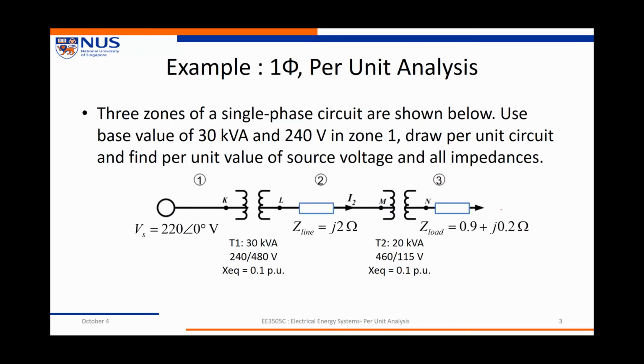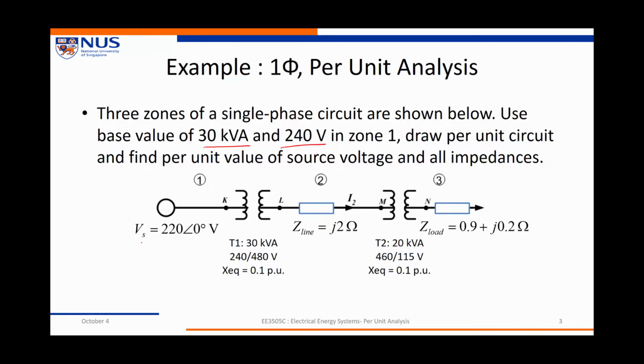So the question says we have three zones of a single phase circuit as shown below. Use the base value of 30 kVA and 240 volts in zone 1. So we are given the base values for zone 1, and remember the power base would be the same for all three zones. Draw the per unit circuit and find the per unit values of source voltage and all impedances. So let's look at all the impedances we have here.